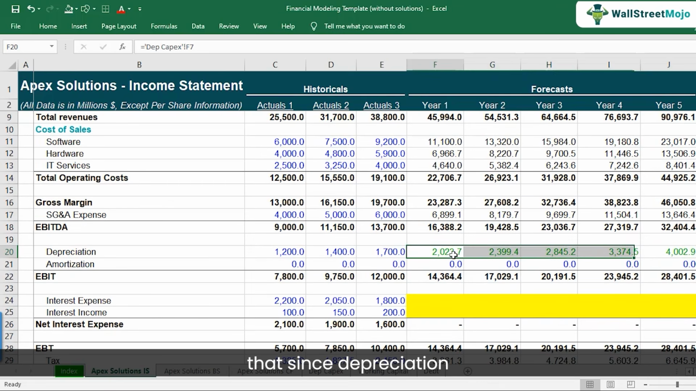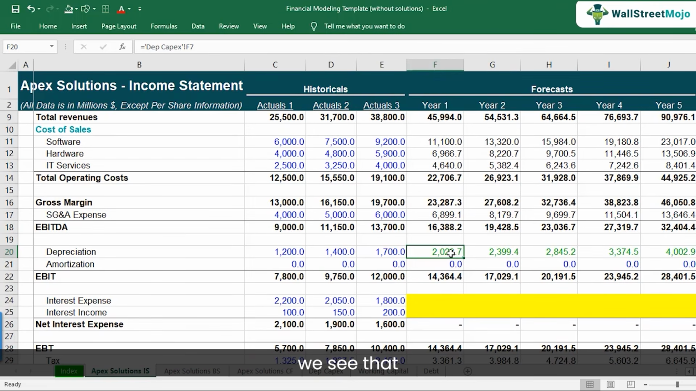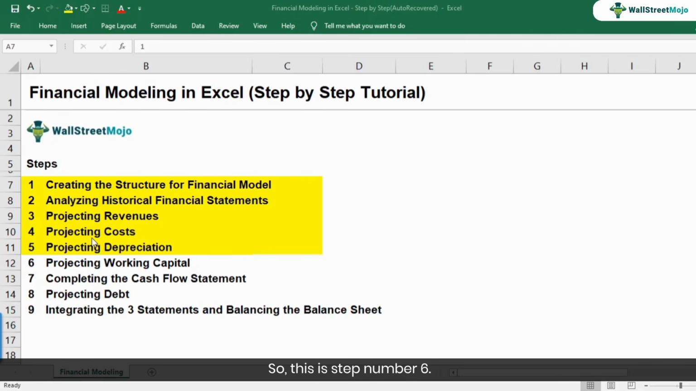And please note that since depreciation is coming from a different sheet, like the depreciation capex schedule, we see that this is color coded as green. Okay, so very important from a financial modeling point of view that you know the color coding and the formatting as well as we do. So this is step number 6.